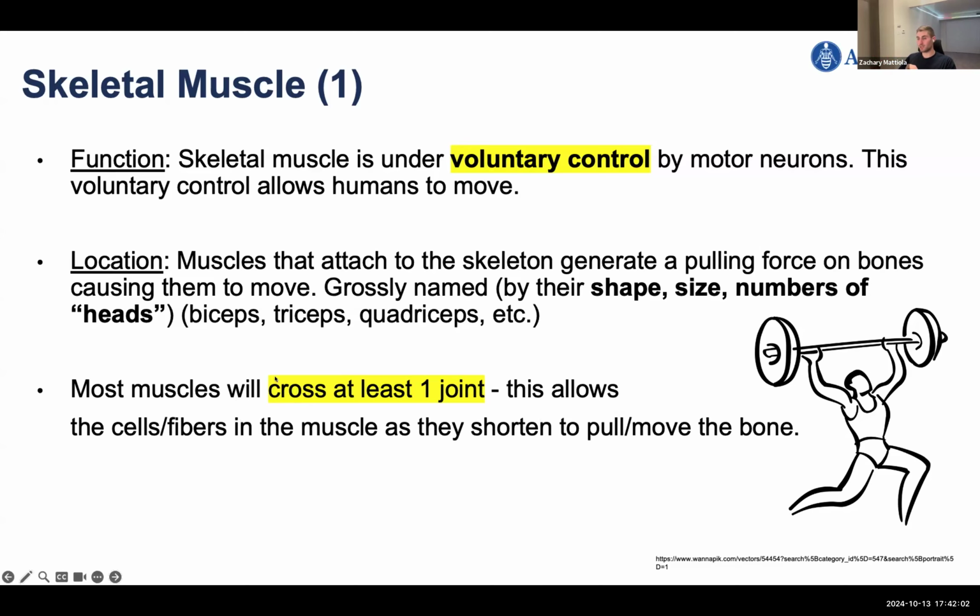And muscles themselves must cross at least one joint in order to function properly. Because if you think about the biceps, it starts in our shoulder and it attaches in our forearm. And by attaching in our forearm and crossing the elbow joint, its contraction allows you to flex your arm and pull your forearm towards you. Okay.